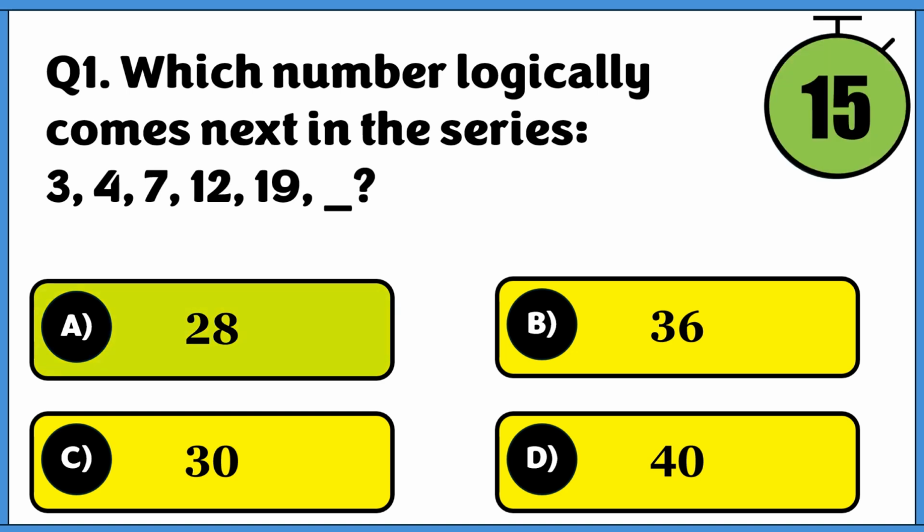The correct answer is A, 28. The pattern involves adding consecutive odd numbers. 3 plus 1 is 4, 4 plus 3 is 7, 7 plus 5 is 12, and 12 plus 7 is 19. So, adding the next odd number, 9, gives us 28.